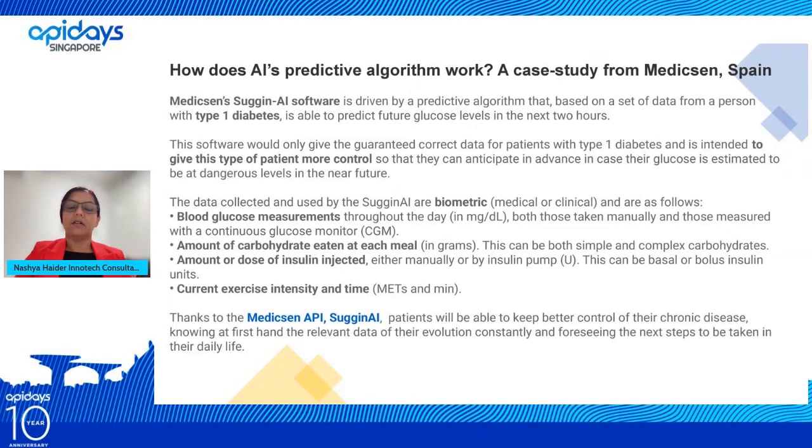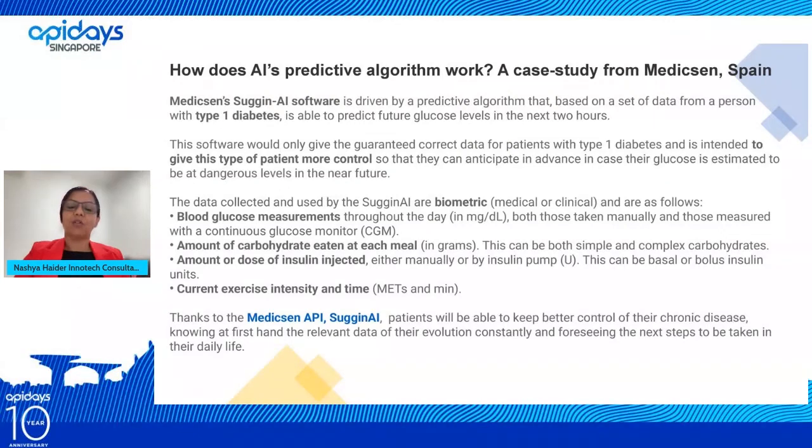Now, how was the software developed? They used biometric data. So they used 3 or 4 types of biometric data. They monitored the blood glucose measurements throughout the day from patients manually. And they also measured the blood glucose level of patients by continuous glucose monitoring. Patients were then asked to manually input how much carbohydrate they were eating in each meal.